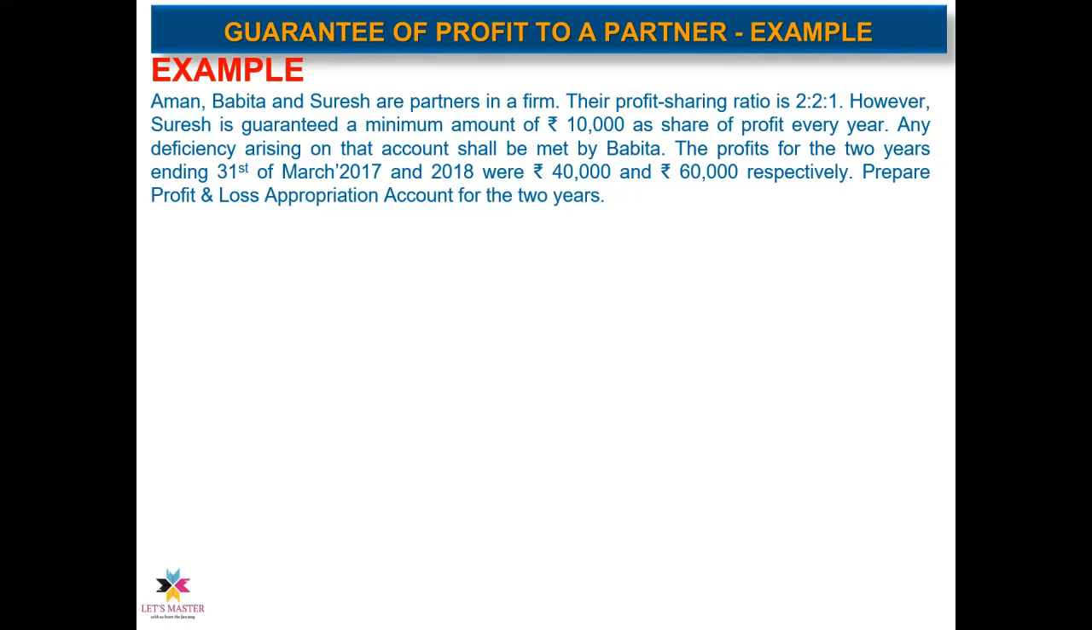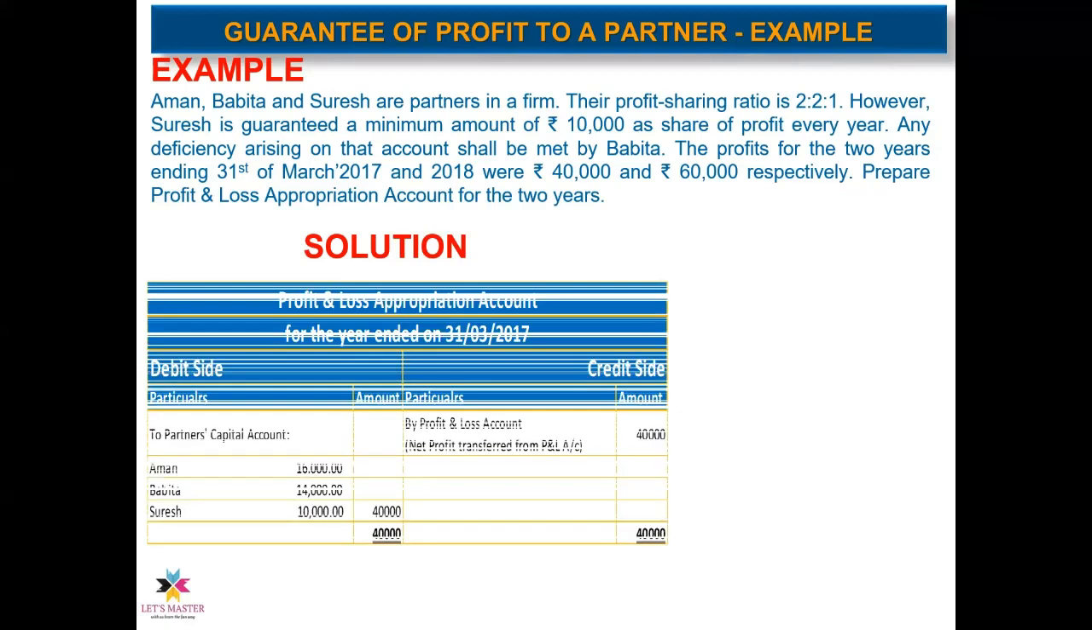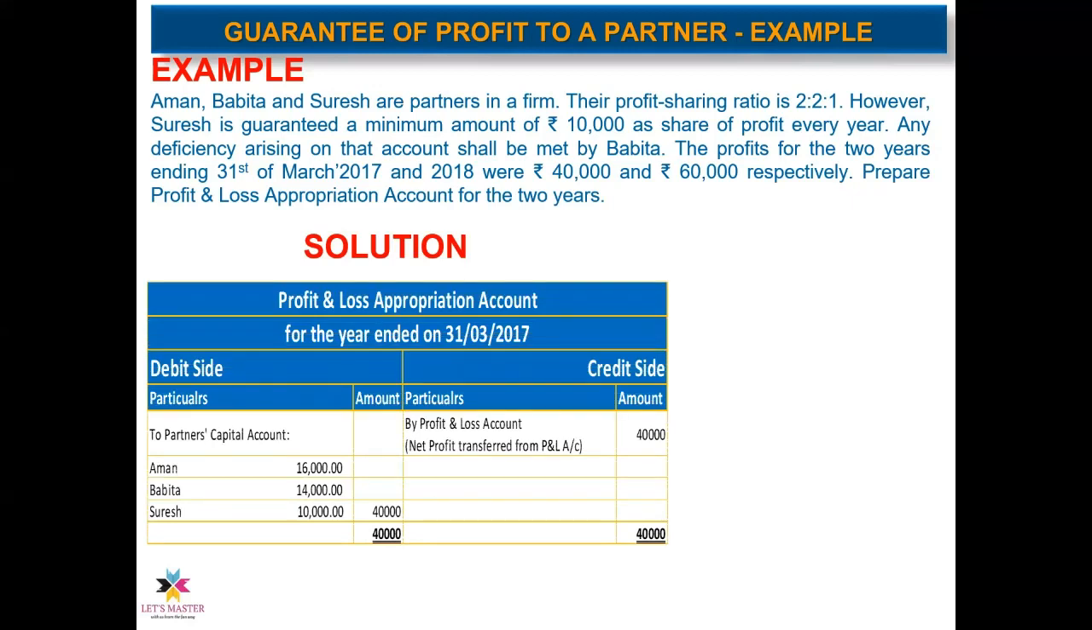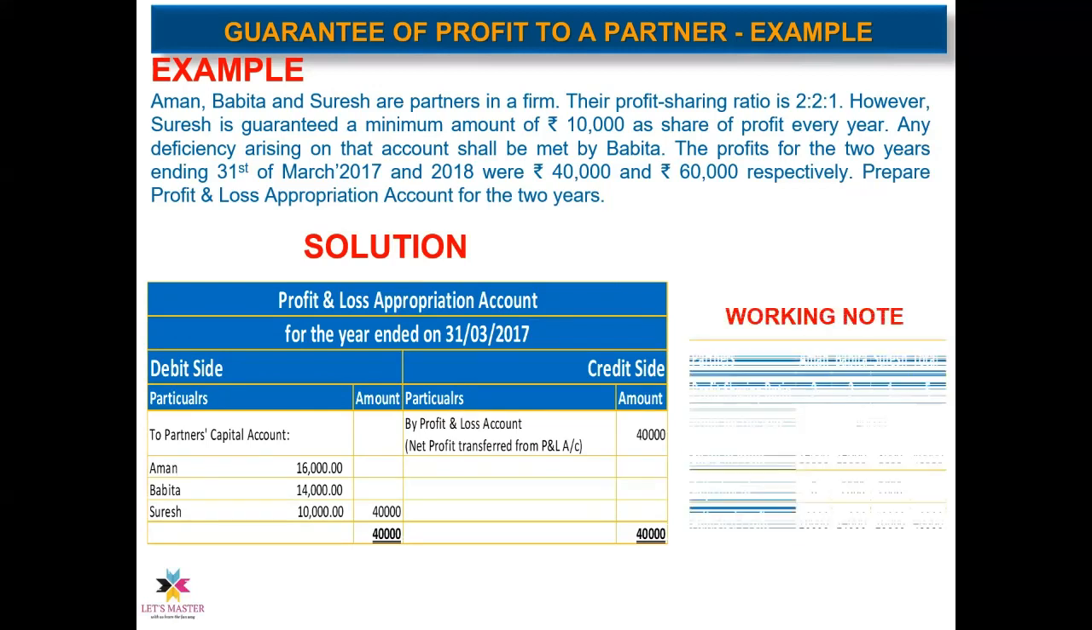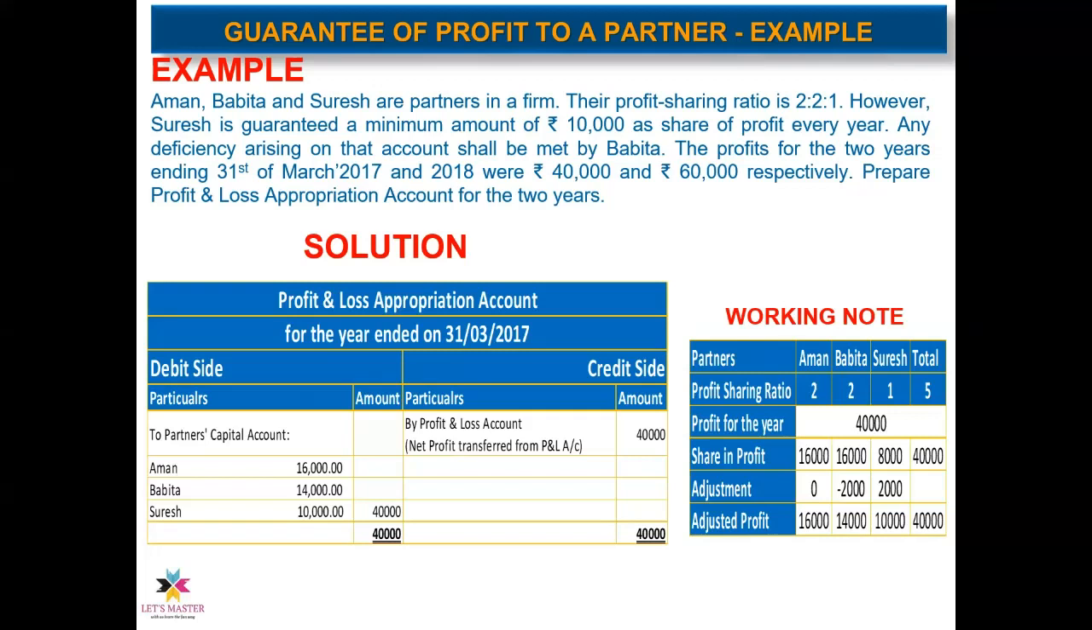Further, the profits for the 2 years ending on 31st March 2017 and 31st March 2018 were rupees 40,000 and 60,000 respectively. Prepare profit and loss appropriation account for the 2 years. So first of all, let's prepare the profit and loss appropriation account for the year ending on 31st March 2017. So this is the profit and loss appropriation account, and the working note is presented here.